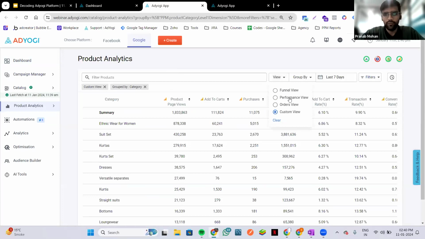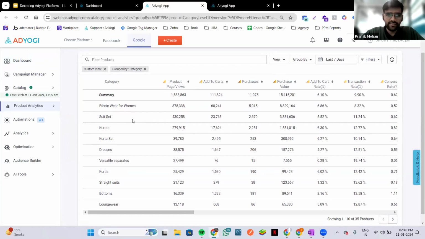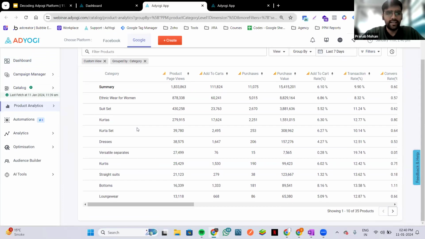you to see your funnel view, performance view, orders view, and custom. So for this matter, we'll take up the custom view. Now, within the custom view, I have my products currently grouped at a category level, where all of my products are segmented into relevant categories. Now, within these categories, I can identify my set of categories that, for example, I may consider as a hero category or my top converting category.